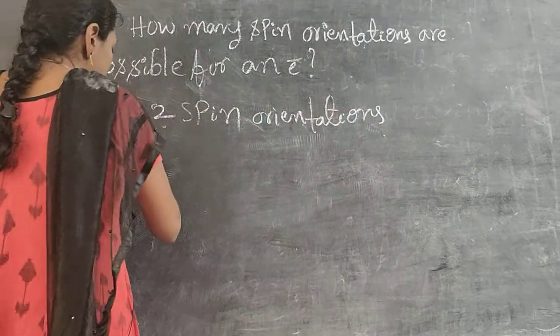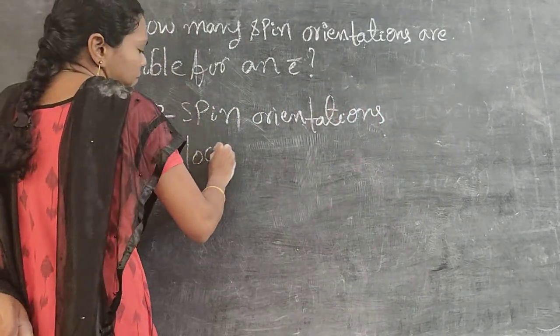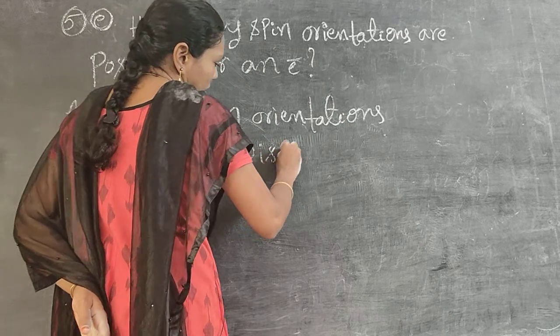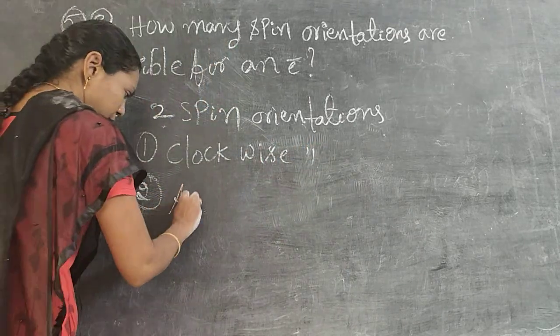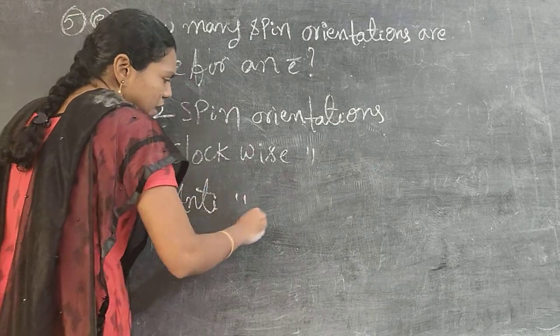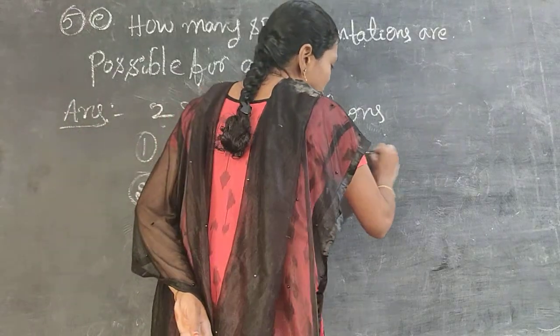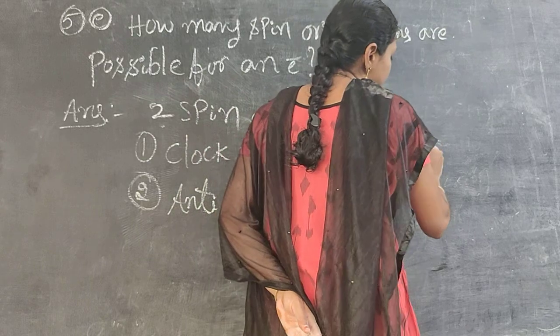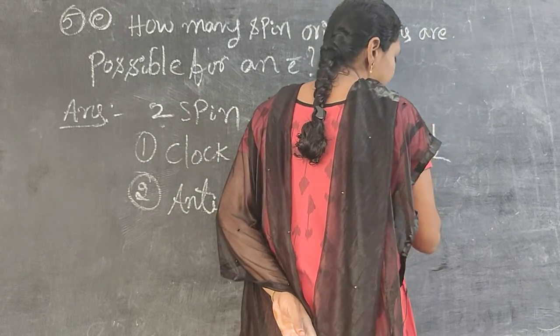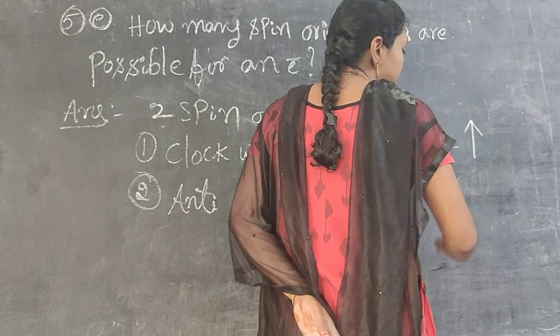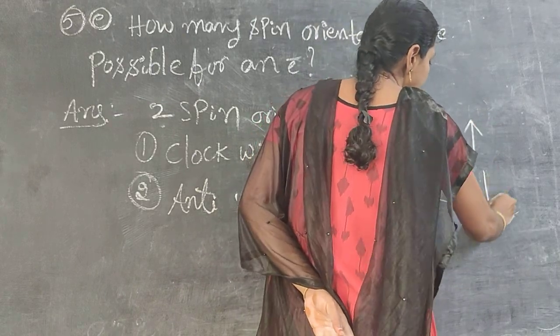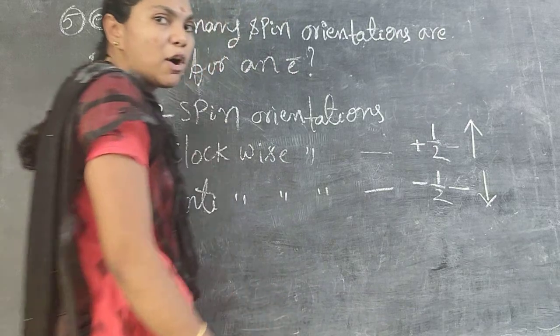One is clockwise orientation. Another one is anti-clockwise orientation. Clockwise orientation value is plus half. Anti-clockwise orientation value is minus half. Clockwise orientation symbol is an upward arrow. Anti-clockwise orientation symbol is a downward arrow.